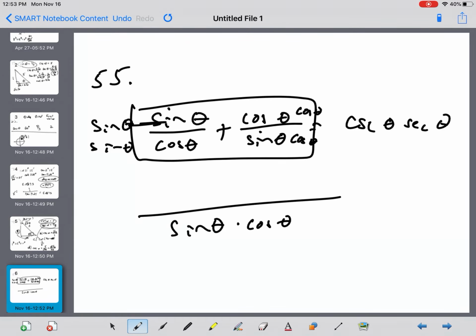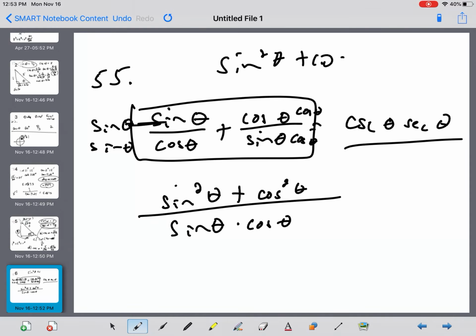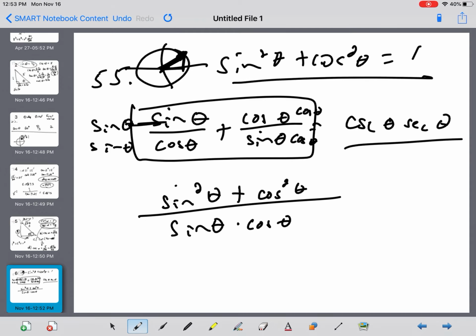Now look at what I get here. Sine times sine is sine squared. Cosine times cosine is cosine squared. Now how do I get this for an answer? Well, sine squared plus cosine squared is 1. Now where does that come from? Well, if you think about the unit circle, this x value is the cosine and this is the sine, and that radius is 1. So cosine squared plus sine squared equals 1 is an identity.